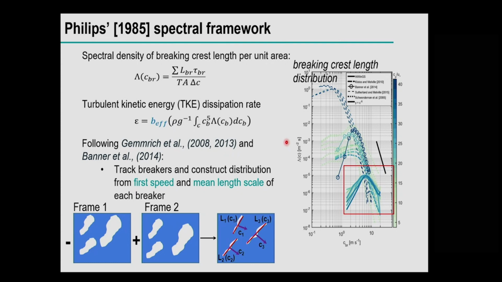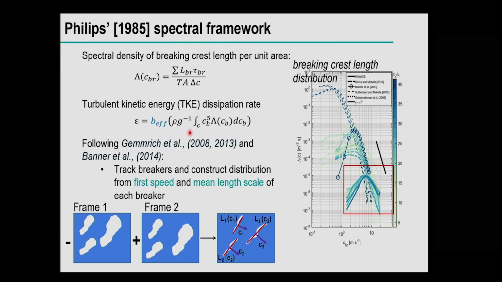This breaking crest length distribution stems from a framework that allows you to link surface parameters, like the length of the breaking and the speed at which it propagates, to different characteristics of the momentum flux and the turbulent dissipation rate in the water. So this allows you to estimate the TKE dissipation rate from images, which is what has been done in the past. So these are historical data sets, and here you have the high wind breaking crest length distribution, which doesn't quite match what was done before.